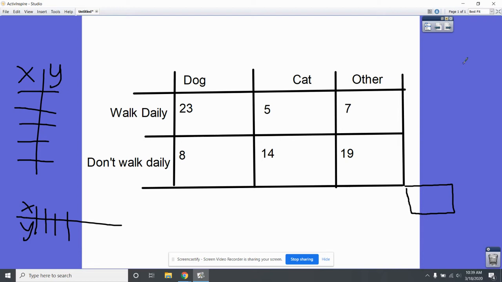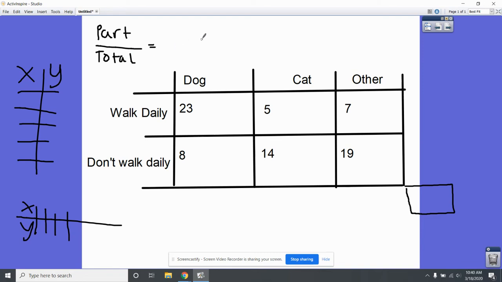There are different types of percentages that we could find. So, for example, something we could ask is, of the people who have dogs, what percent walk daily? Well, to find a percent, I'm going to start by making a fraction. My fraction is always going to be some kind of part on the top of the fraction, and some total on the bottom of the fraction.